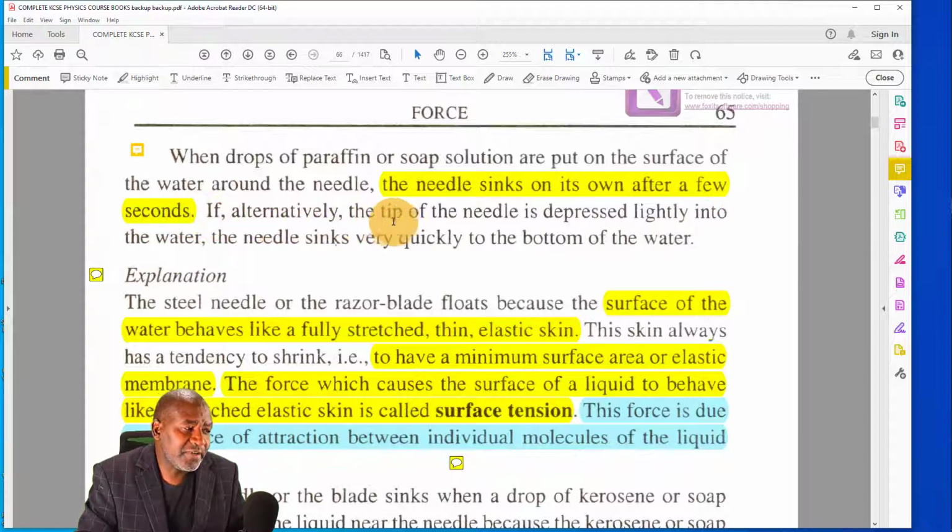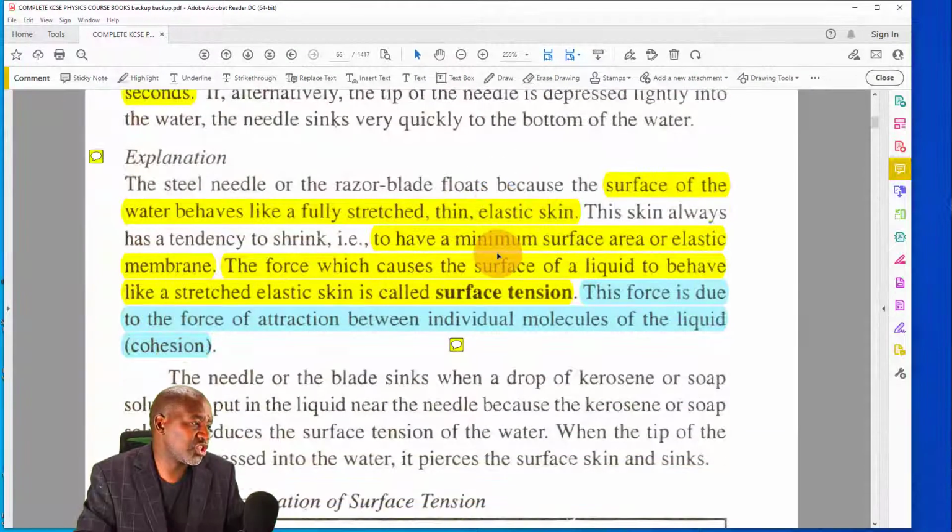If alternatively the tip of the needle is depressed slightly into the water, it's going to break that surface tension. The needle sinks very quickly to the bottom of the water. Let's look at the explanation.